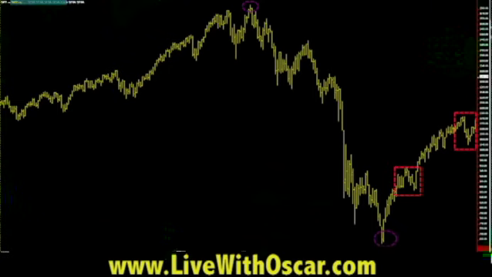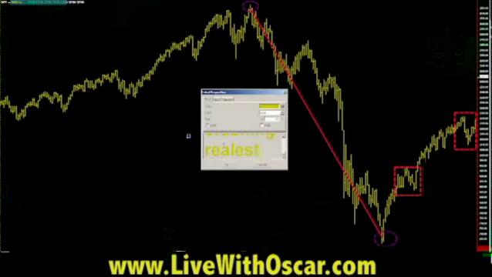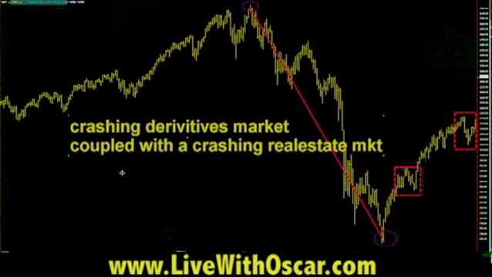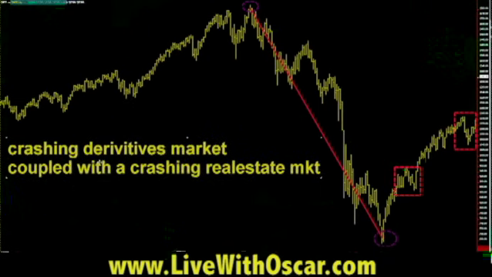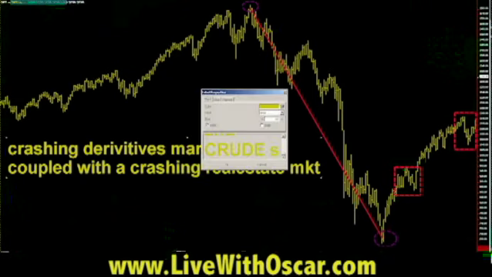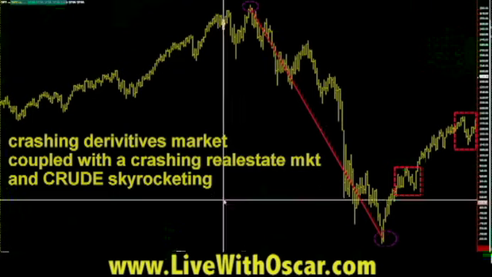Now, when this happened, remember, you had crude doing exactly what it's doing now. But you had a crashing derivatives market coupled with a crashing real estate market and crude skyrocketing. And I will add that in now. This way it's visual for you. And crude skyrocketing. This was our scenario when the S&P couldn't take it anymore.